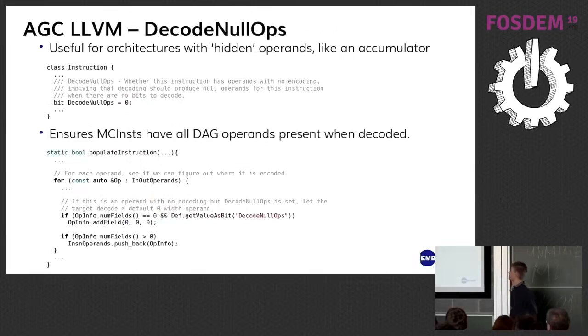A fix for this is this decode null ops patch. It turns out that the fixed length decoder emitter does not add fields that don't have bits related to them or to their tied operands. This causes problems later on as other parts of the MC layer assume that all DAG operands are present. So the fix was to add a flag for instructions where this is the case, and for the fixed length decoder emitter to add a default 0 width field to the op info for instructions with this annotation.